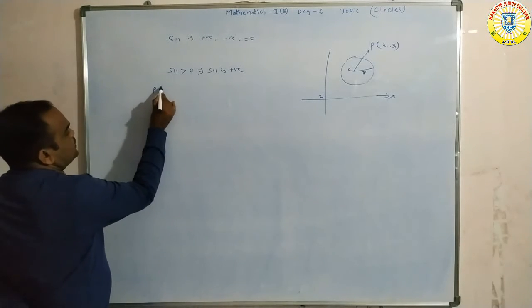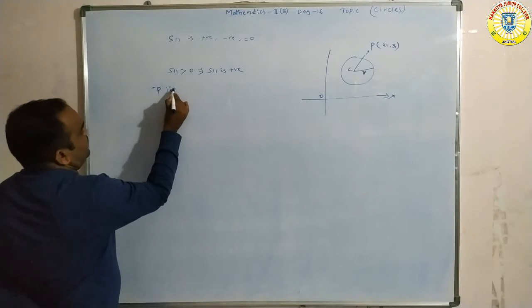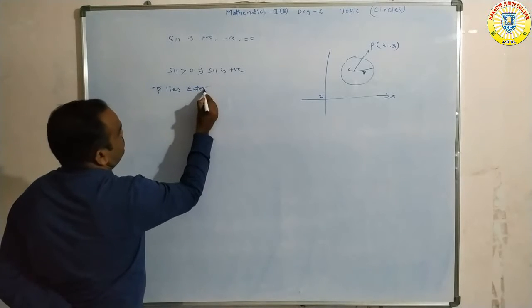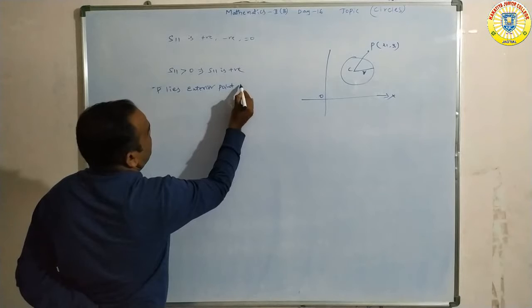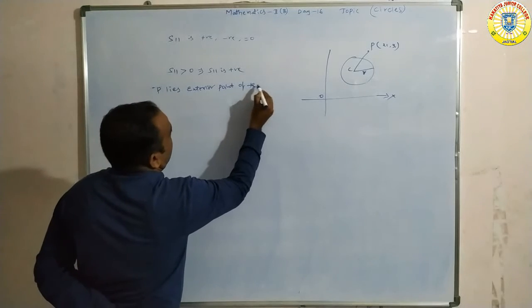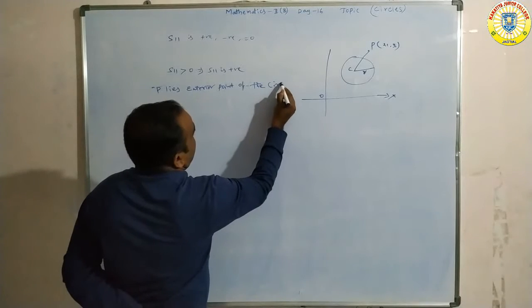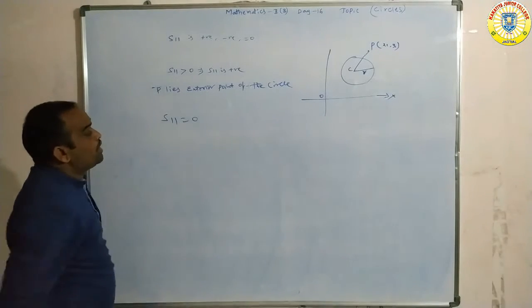So P of x1, y1 lies as an exterior point. P lies at an exterior point of the circle.